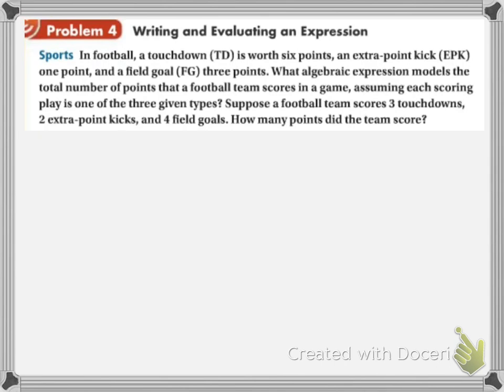This problem brings all the other problems together that we're talking about. It says, in football, a touchdown (TD) is worth 6 points, an extra point kick 1 point, and a field goal 3 points. What algebraic expression models the total number of points that a football team scores in a game, assuming each score in play is one of the 3 given types? Suppose a football team scores 3 touchdowns, 2 extra points, and 4 field goals. How many points does the team score?